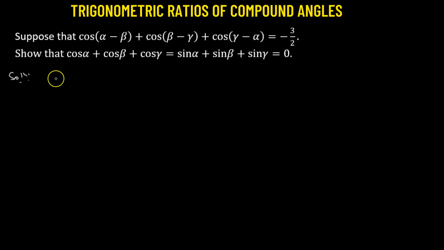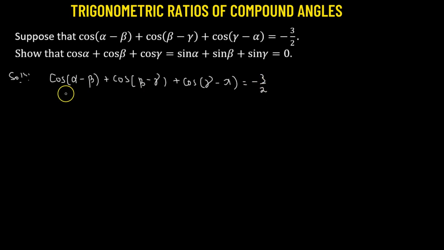So here we are given cosine of alpha minus beta plus cosine of beta minus gamma plus cosine of gamma minus alpha. So this sum is equal to negative 3 over 2. In each of the terms, we have a difference of angles. So we can use the fact that whenever we have cosine of A minus B, that expands to give us cosine of A times cosine of B plus sine of angle A times sine of angle B. We're going to use this fact to expand each of the three terms.